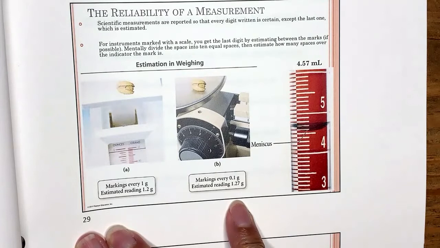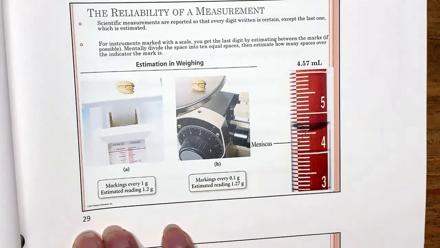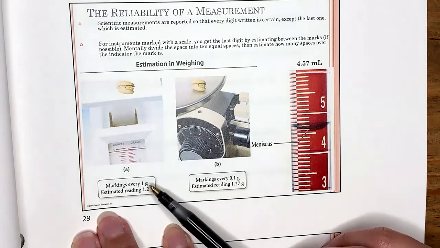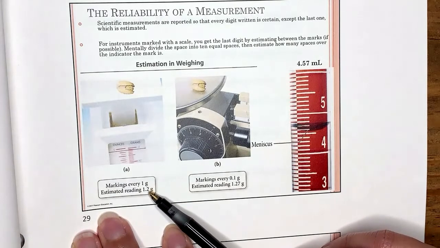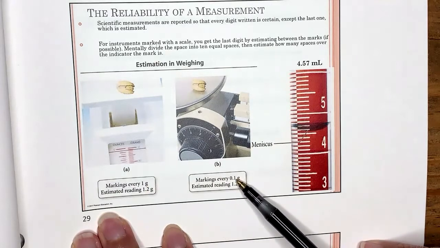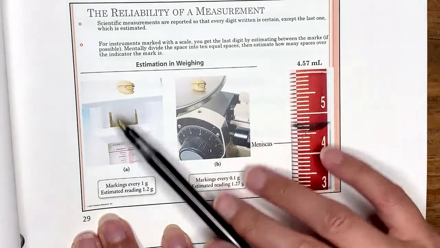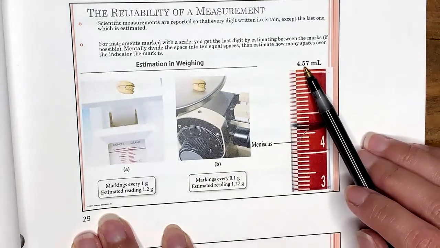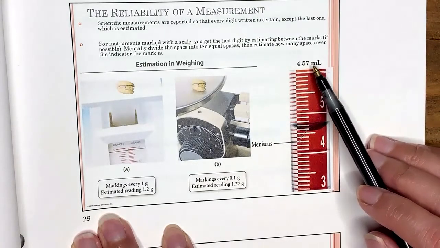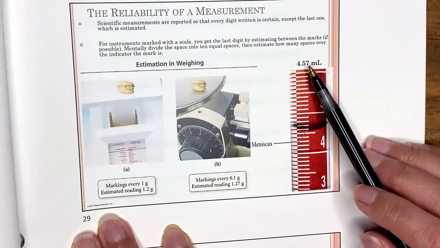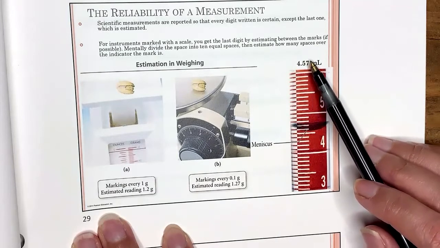That last number can vary between students, between individuals. If it's marking every 1 gram, you will estimate 1 decimal place after that. If you have markings every 0.1 grams, you will have the estimate on the second decimal place, okay? Based on these estimations, we are sure that 5 is good, but we're not really sure about the 7. We kind of know it's between 4.5 and 4.6, and it's closer to 4.6 than to 4.5. That's why the 7 is there.